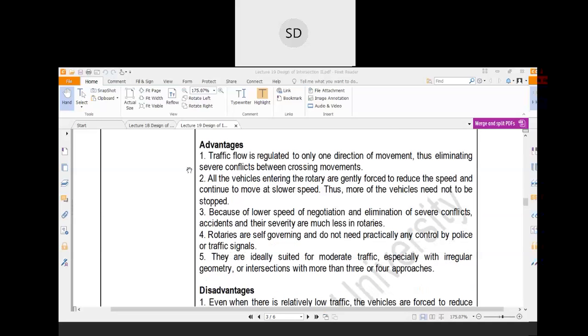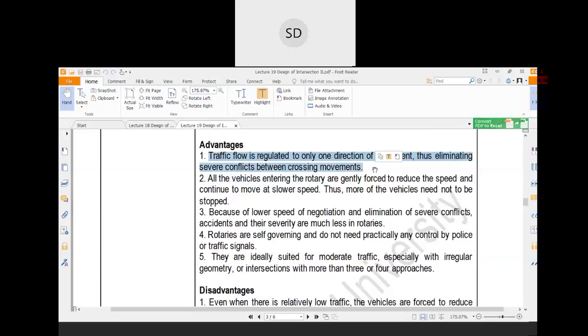Now there are different advantages of the rotary intersection. The first one is that traffic flow is regulated to only one direction of movement, thus eliminating severe conflict between crossing movements. All the vehicles are forced to move around the rotary, so they have to follow a particular path, and in this way you are reducing or eliminating the number of conflicts over there.